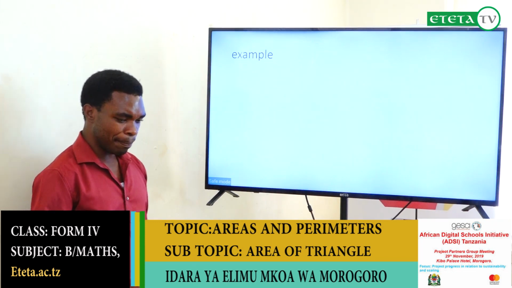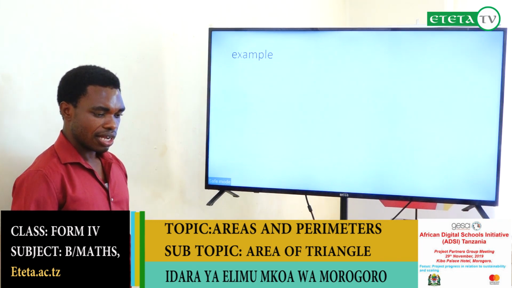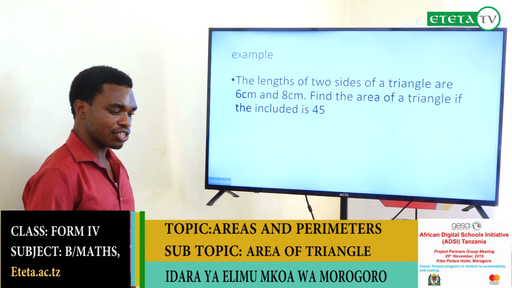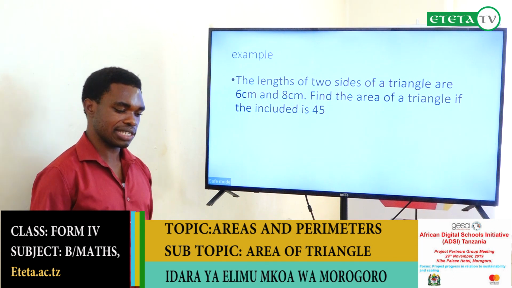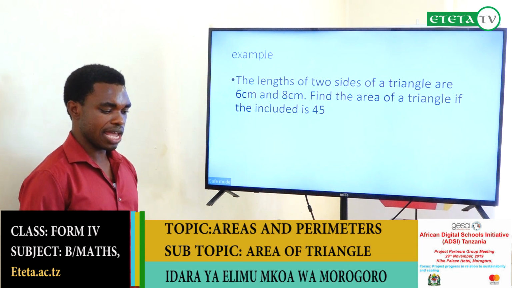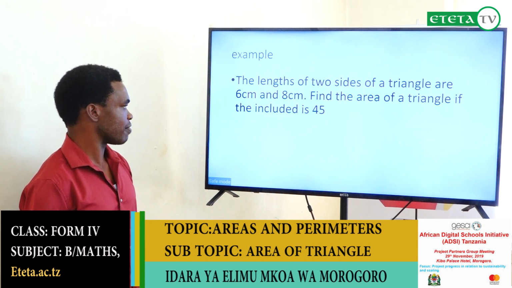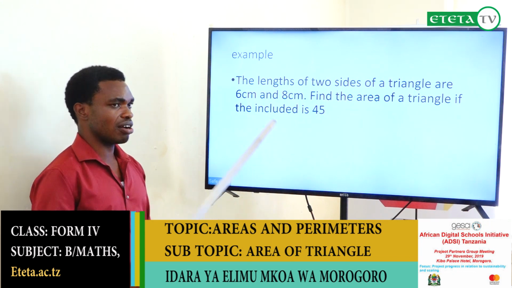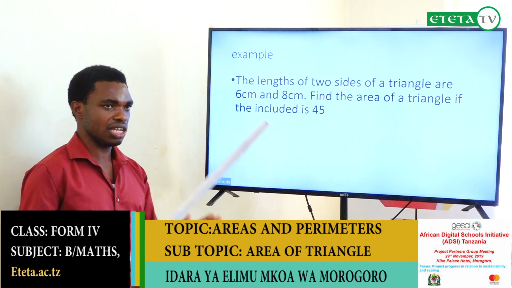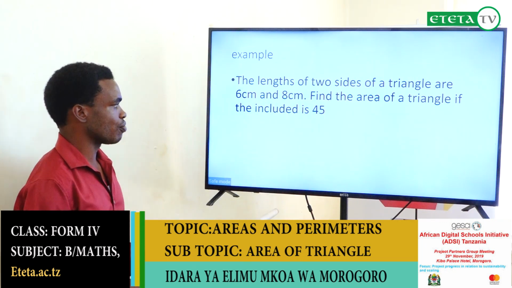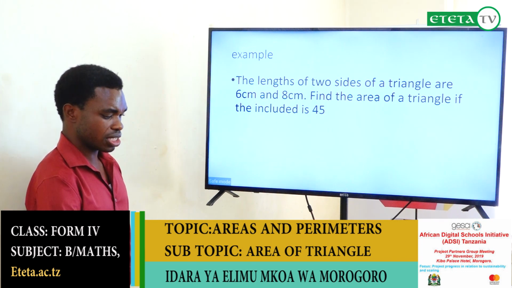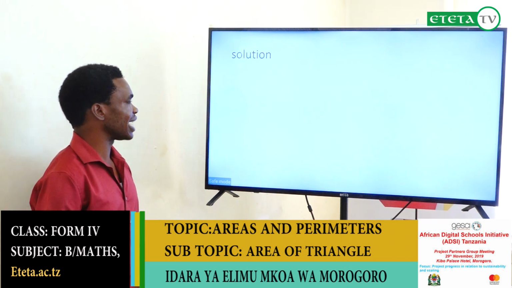The second example says, the lengths of two sides of the triangle are 6 centimeter and 8 centimeter. Find the area of the triangle if the included angle is 45. Here we are given the sides, we don't have the height, but we are given two sides and also we are given the included angle. So how are we going to work on that?